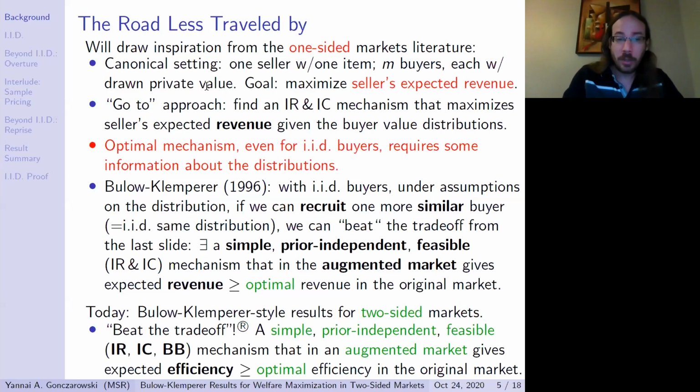So today I'm going to tell you about Bulow-Klemperer-style results for two-sided markets. So it's going to have the same flavor of beat the trade-off. So I'm going to tell you about a simple, again, prior independent mechanism. You don't need to know anything about distributions. Feasible, you're going to have budget balance as well here. A mechanism that in an augmented market gives expected efficiency.